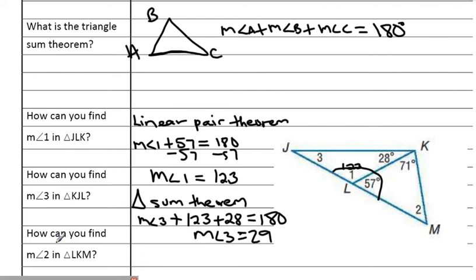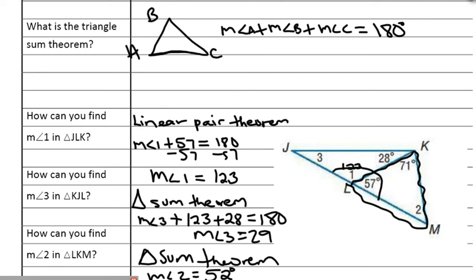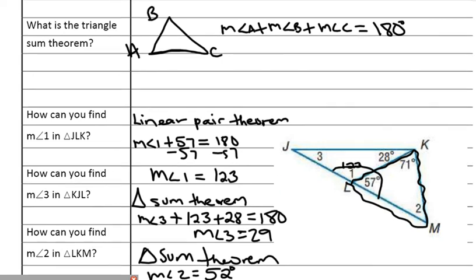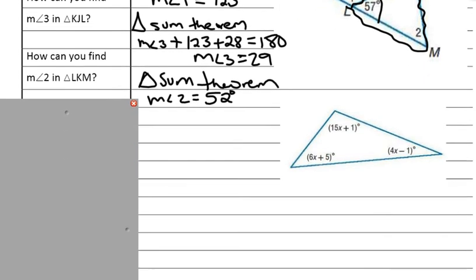Okay, so I'd like for you to answer, how can you find the measure of angle 2 in triangle LKM? So this triangle right here, LKM, using the triangle sum theorem. Pause the video and see if you get what I get. Okay, and you should get that the measure of angle 2 is equal to 52 degrees. If you didn't get that, you're not sure how, go ahead and raise your hand.